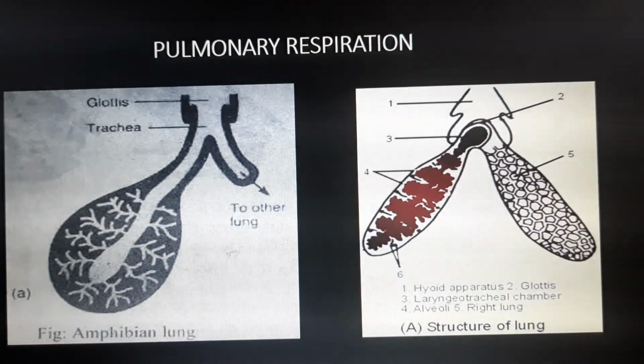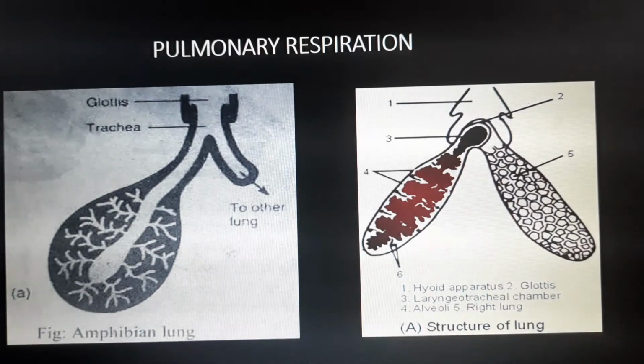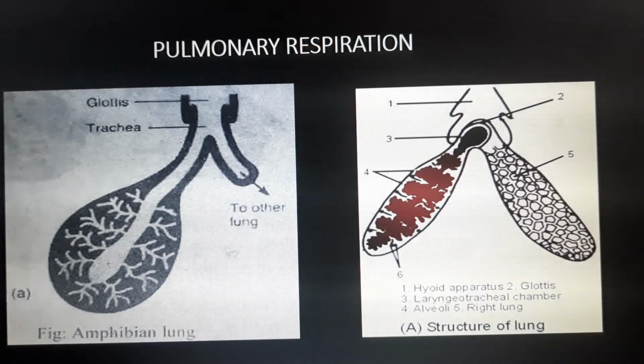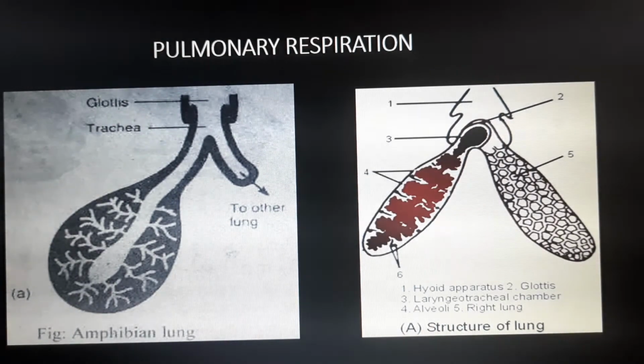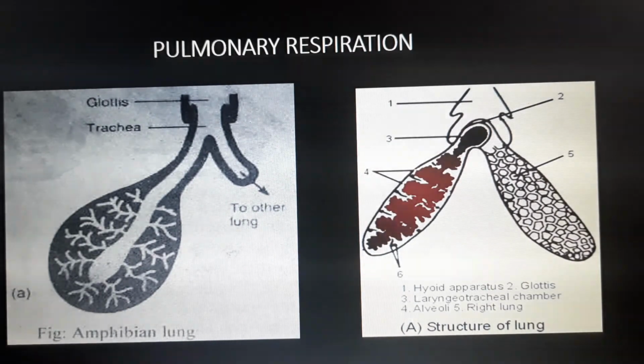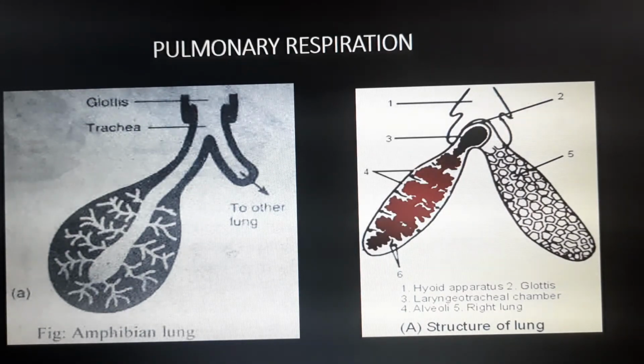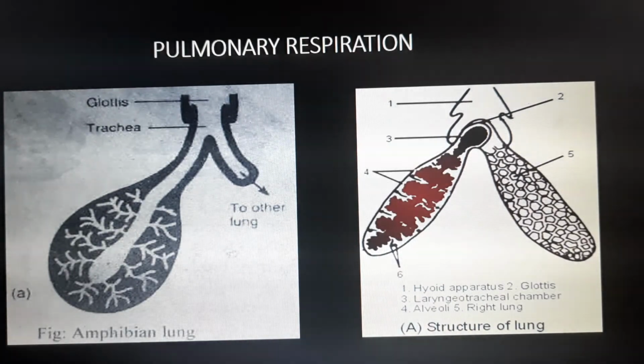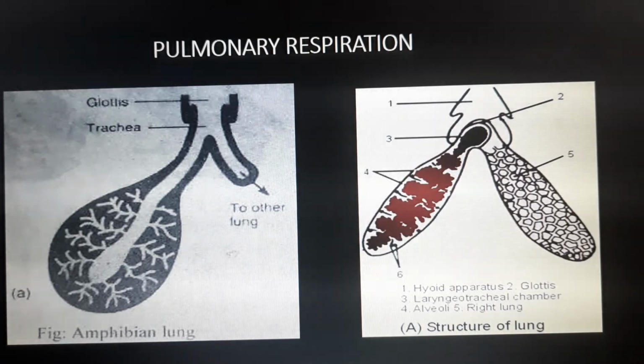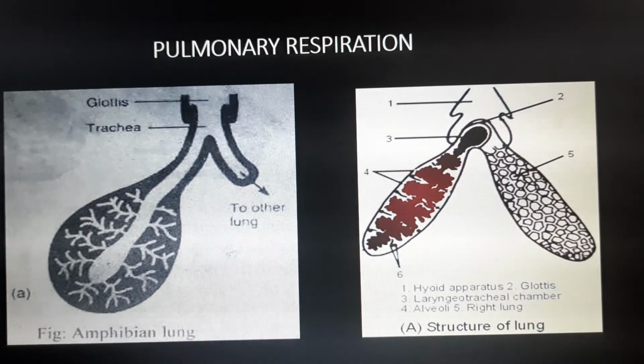Now, let us see how pulmonary respiration occurs. Pulmonary respiration. Lungs, laryngotracheal chamber, and the buccal cavity are the organs of respiration. Lungs in tetrapods develop as paired pouches from the pharynx behind the last gill pouch. The lungs join a ventral median depression in the floor called the laryngotracheal groove leading into the lungs. The opening of the laryngotracheal chamber is called the glottis.